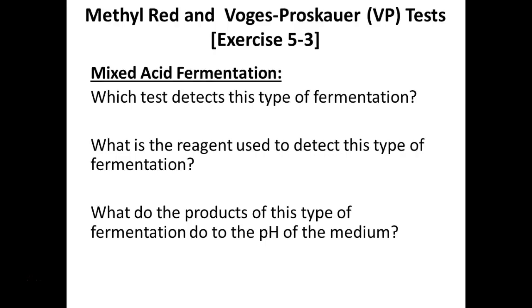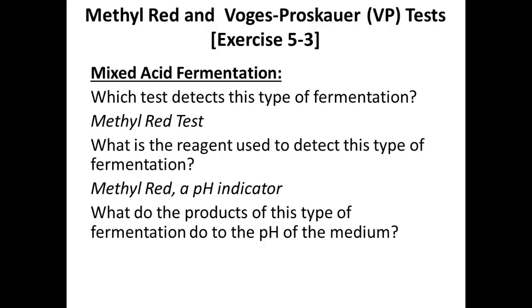So the methyl red test and the Voges-Proskauer test. Which one tests for mixed acids? Which one was an acid test? The methyl red, because remember, it's a pH test. Remember, methyl red is a pH indicator. So that was the reagent we used, right? We used methyl red. It's a pH indicator. It's important that you know that. What do the products do to the pH of the media? So they're acids. What happens to the pH? If you have acids, pH goes down. pH goes down, lowers the pH.